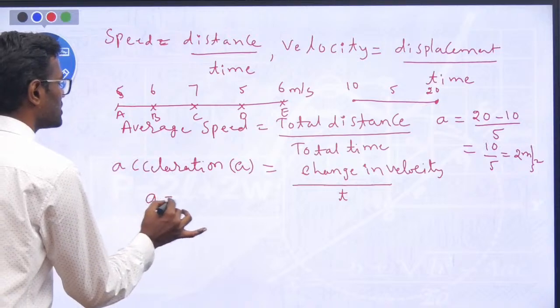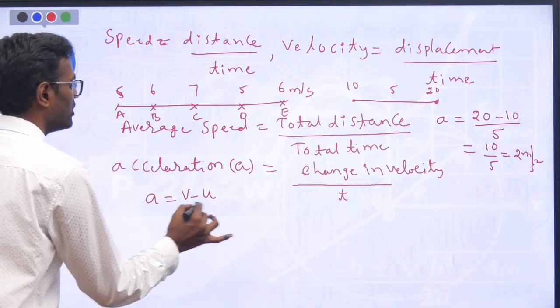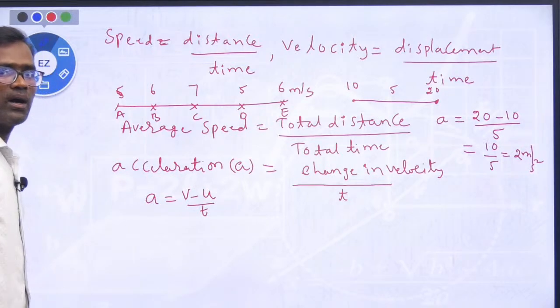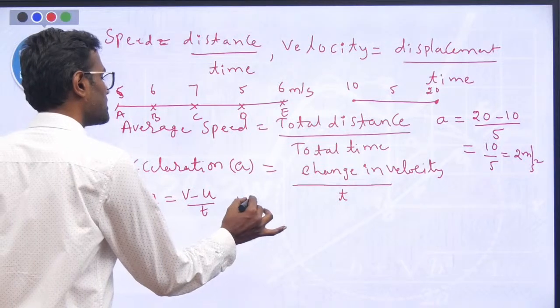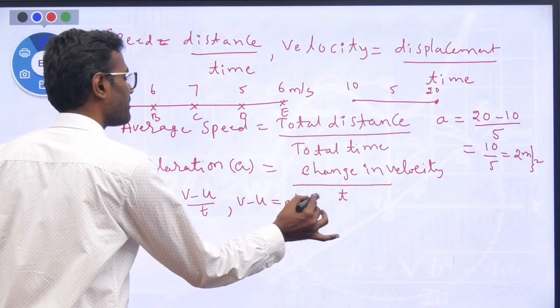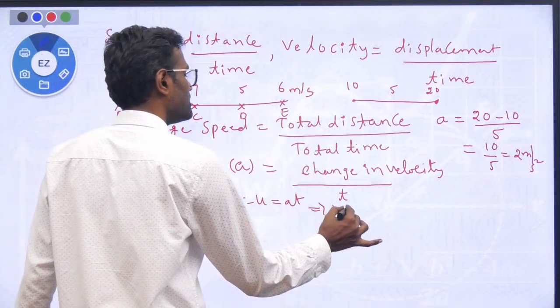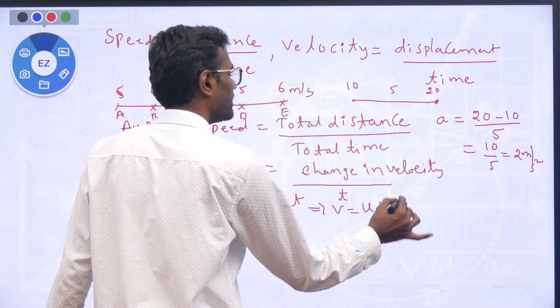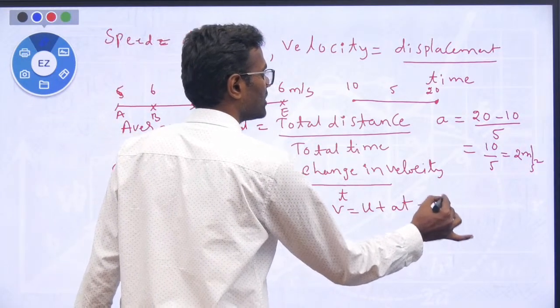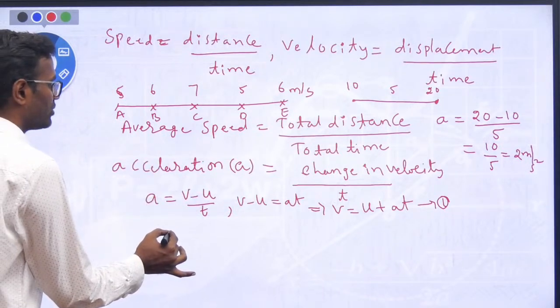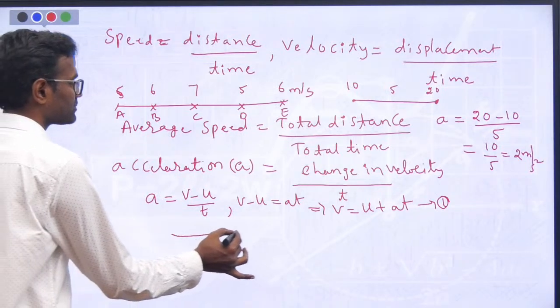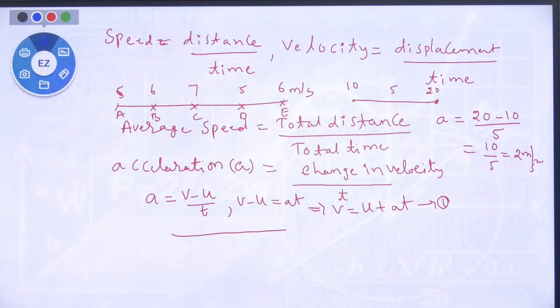Therefore acceleration equals V minus U by T. So V minus U equals AT, which implies V equals U plus AT. This is equation number 1, the first equation of motion. Second point: you want to travel from one place to another place.